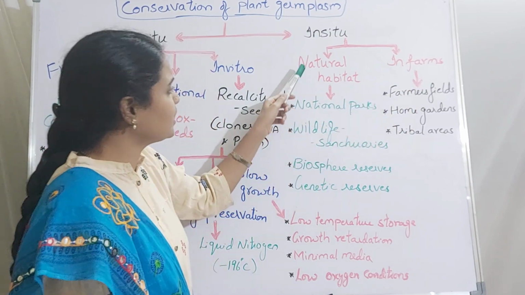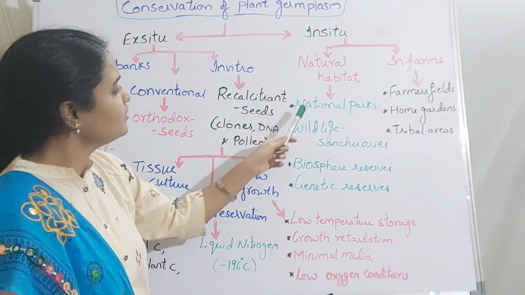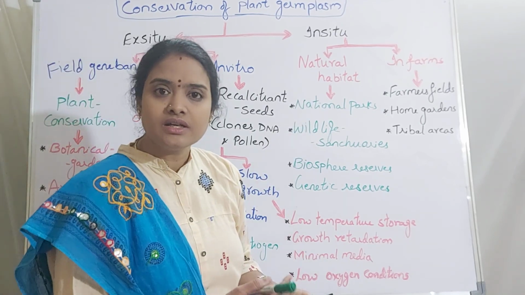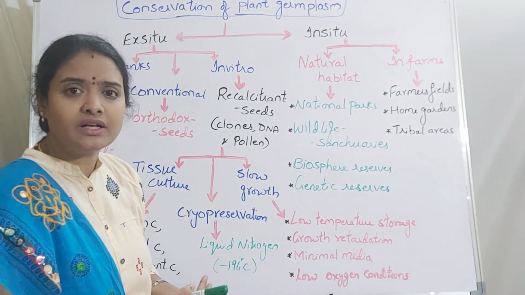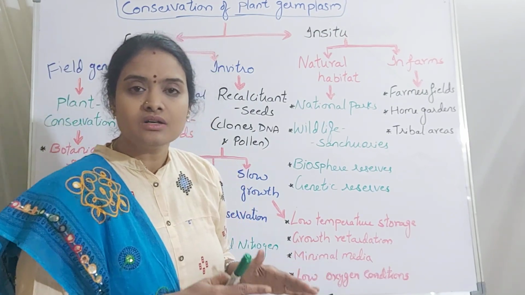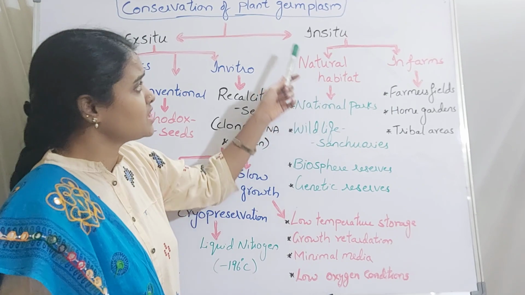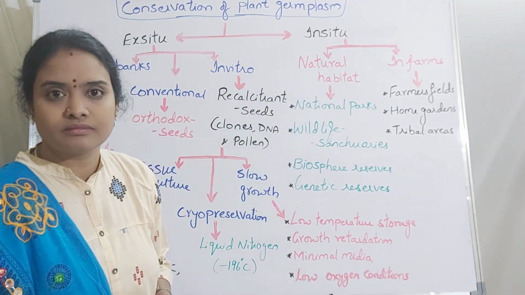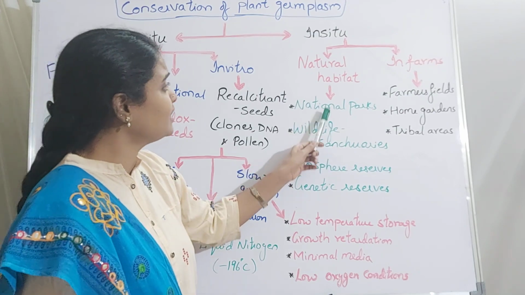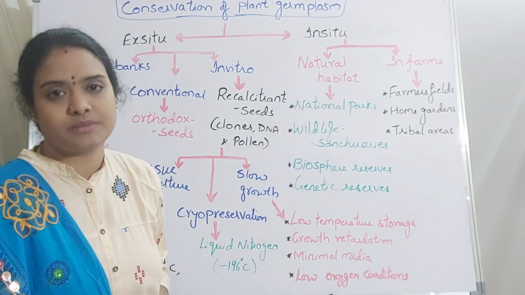So the first one, under natural habitat you have national parks. Here in the national parks, it is the national government which is allotting a certain portion or certain area in which these plants which have to be conserved will be grown, right, under a protective environment, and it is maintained in its own natural habitat.